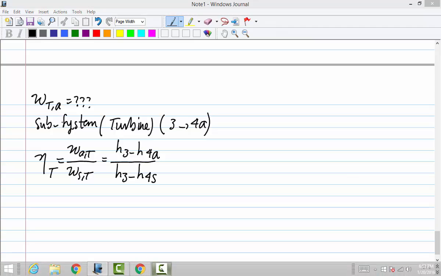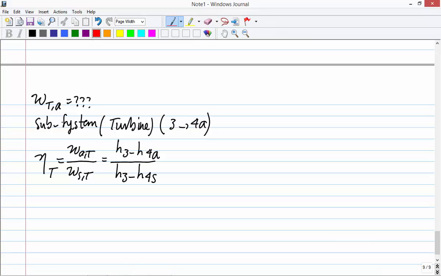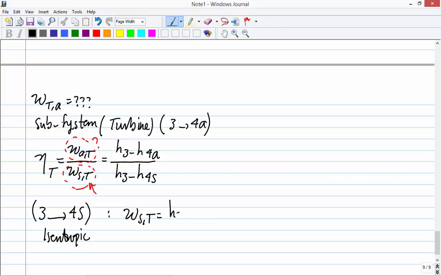I'm sorry, oh my god, we passed 1 hour. Okay, so now I'm looking for this and I'm going to solve for that. I'm going to assume that the process 3 to 4S was isentropic, and W isentropic for the turbine is H3 minus H4S, and now I need these two.